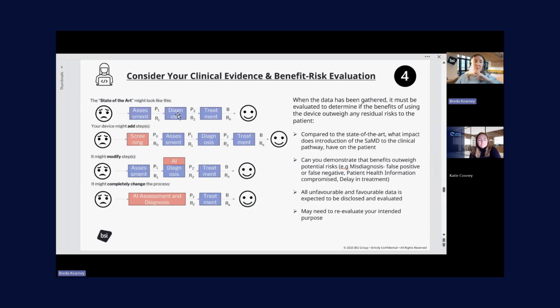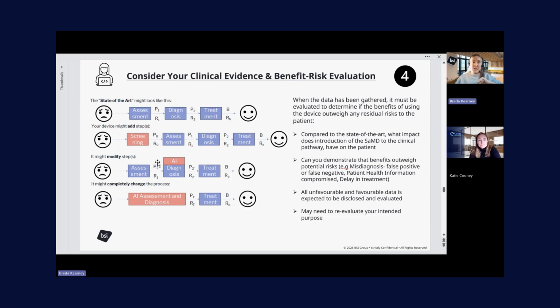So on the top one, this is what the state of the art might look like. We start with an unhappy patient because they're sick. They get assessed, diagnosed, treated, hopefully a happy patient. So by adding our software as a medical device to this clinical care pathway, we might be adding a screening step, so a pre-step. We're going to screen the patients, triage them, essentially. Then they go through assessment, diagnosis, treatment.